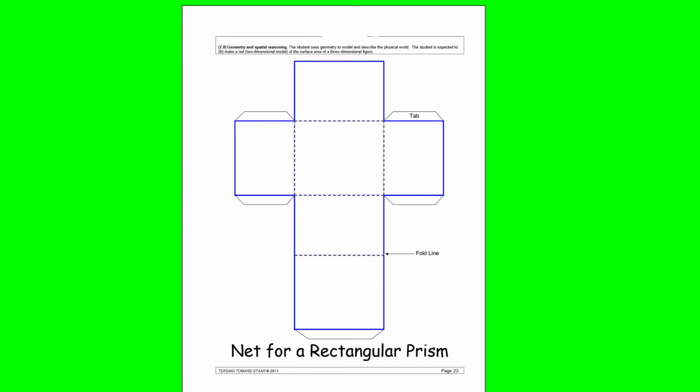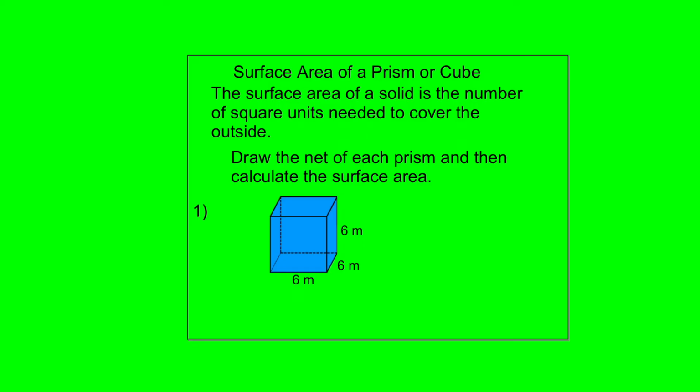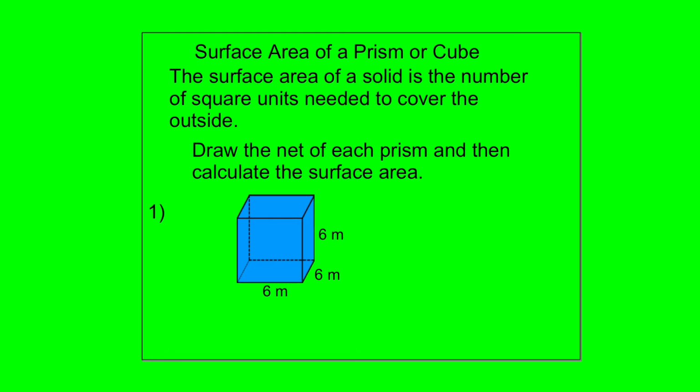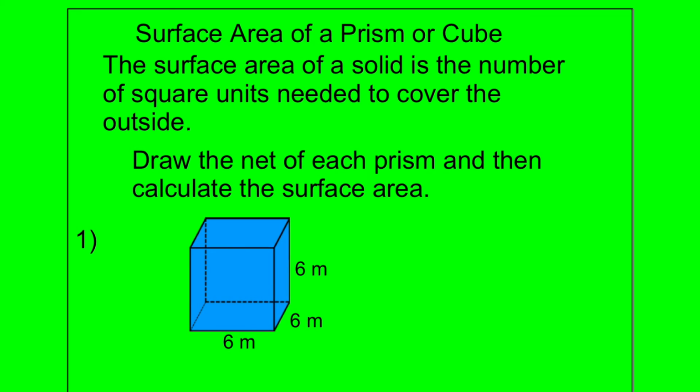Now, what we're going to start looking at today is the surface area of a prism or a cube. Now, the surface area of a solid is the number of square units needed to cover the outside. We did this a little bit earlier in the year when we did the painted cube problem. If you remember that problem, it was the problem where we took a cube and dropped it into a can of paint and then wanted to determine how many squares would cover the outside, or how much area that paint would cover on the outside of the cube.